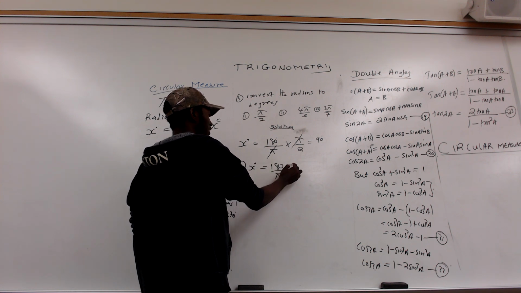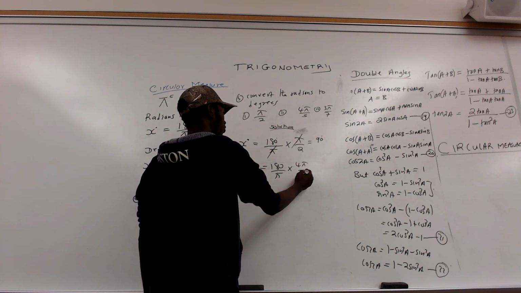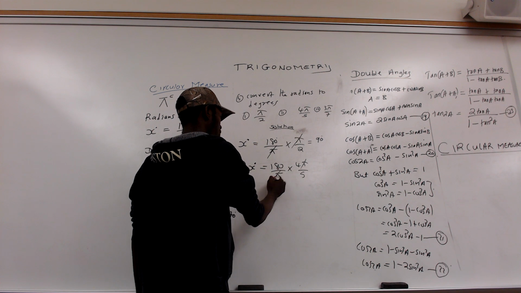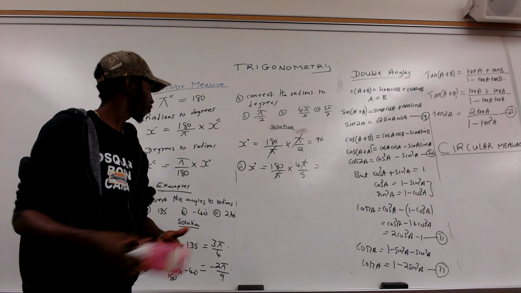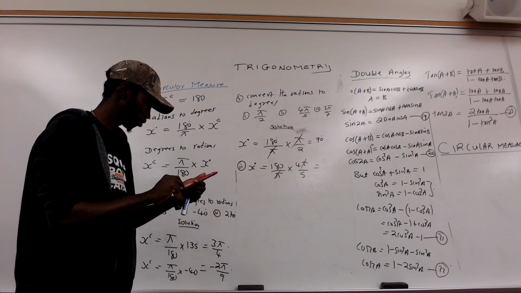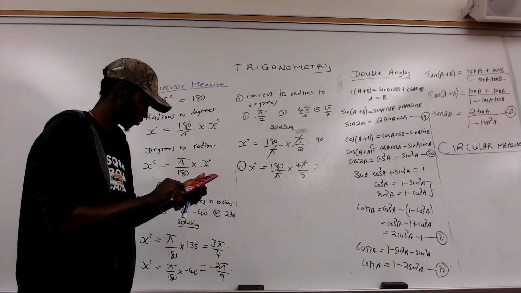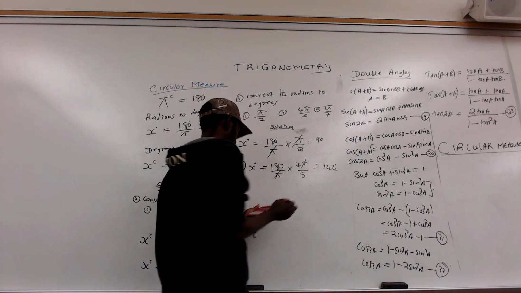180 all over pi times the radian given. The radian is 4 pi all over 5. Pi cancels pi, so therefore 180 by 4, you see, 180 by 4 divided by 5. This will give us 144. So it's going to be 144 degrees.